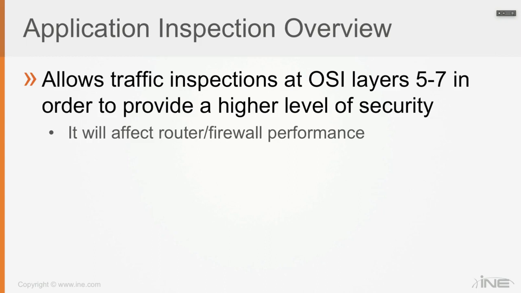It will clearly affect the firewall performance, as it was the case with the router zone-based policy firewall as well, because the ASA now has to go to layer 7 and do some inspections at that level, which is going to consume more resources on the firewall.